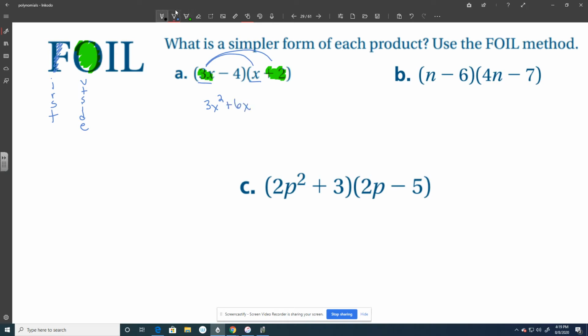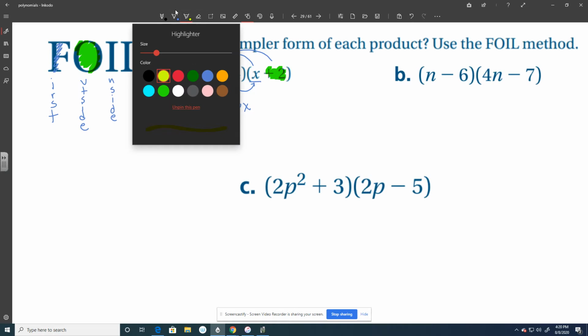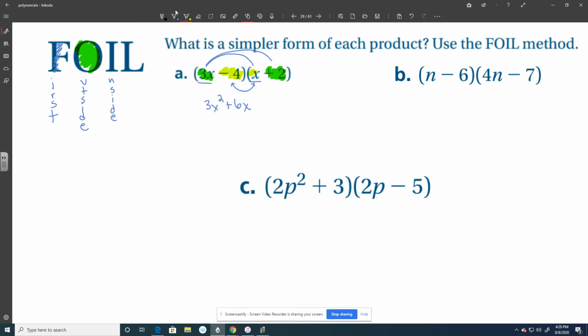Okay. Then you're going to multiply the inside numbers together. So I in FOIL stands for inside. So first, outside, inside. So you're foiling the ones on the inner side of this, which is the negative 4 and the x. You're going to multiply those together. So if I take, let's highlight these just a little bit, if I take the negative 4 and the x, that's going to be my inside. And I've got to remember to multiply those together. So negative 4 times x is negative 4x.